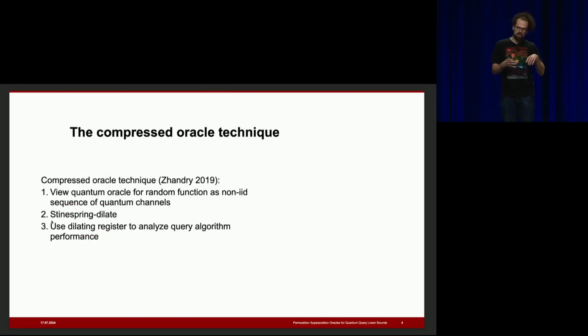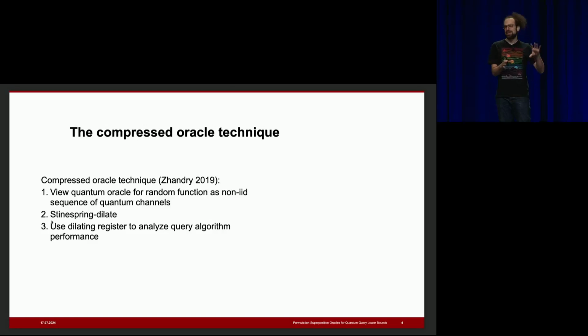I guess the most powerful technique that has been developed so far to analyze the quantum accessible random oracle model is the so-called compressed oracle technique. It was developed by Majenz in 2019. And from a quantum information perspective, it can be explained like this. We view the oracle for a random function as a non-IID sequence of quantum channels, and we apply the Stinespring dilation.